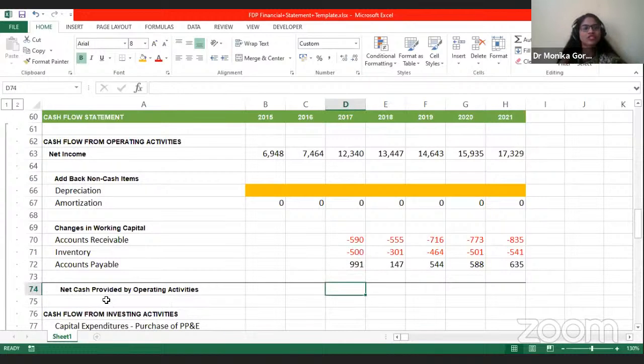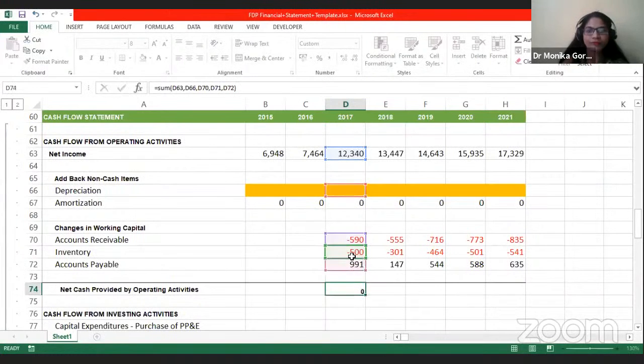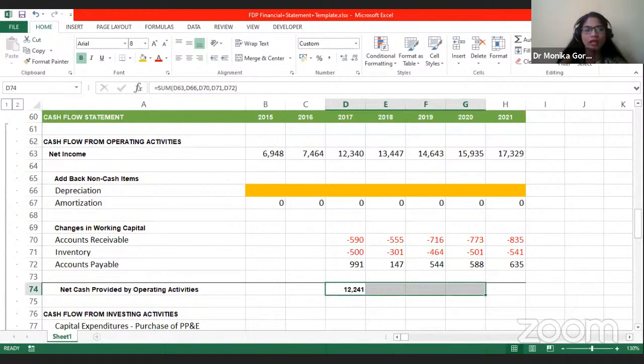then what is your net cash provided by operating activities? Your net cash provided by operating activities is your net income plus your depreciation plus your account receivable, inventory, and your accounts payable. So your total sum of net income, your depreciation, accounts receivable, inventory, and accounts payable. Okay, this is your net cash provided by your operating activities.